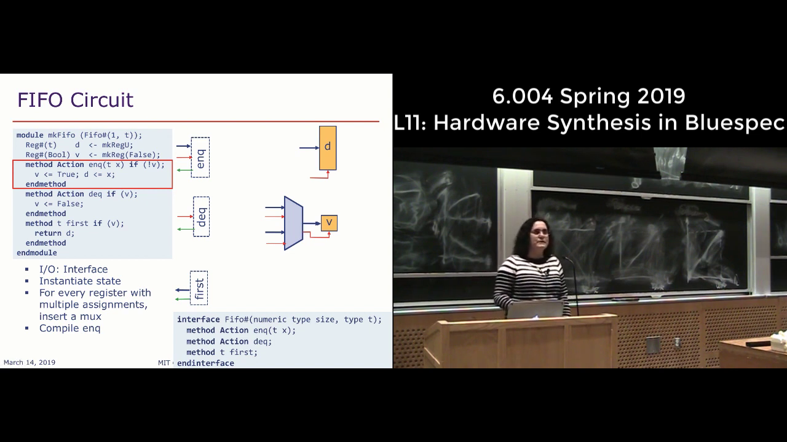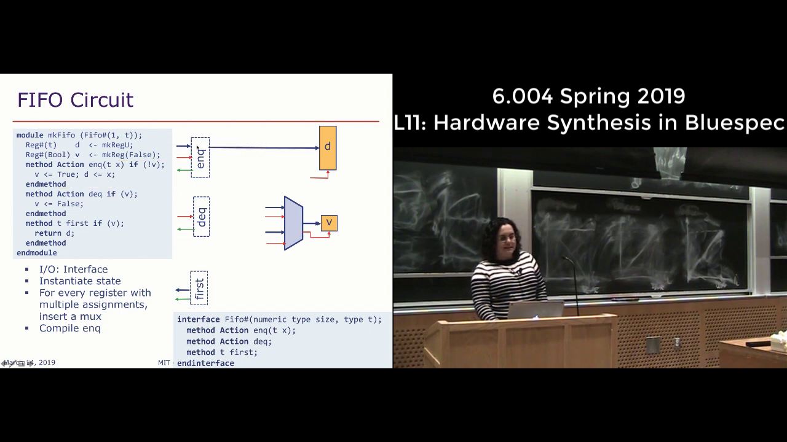So let's go through this really very slowly, step by step. So we're going to start with the NQ method. So what happens in the NQ method? We see that V is assigned to true and D is assigned to X. Okay? So what is X? X is just the input that came into our NQ method, and so we just pass that directly as the data input to our D register.